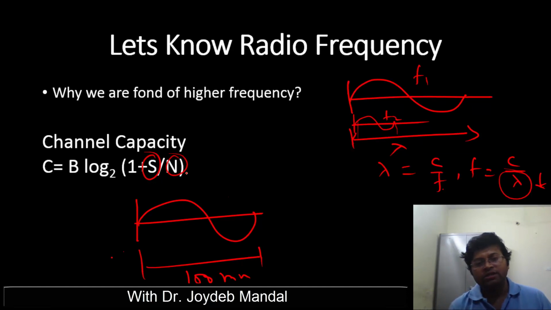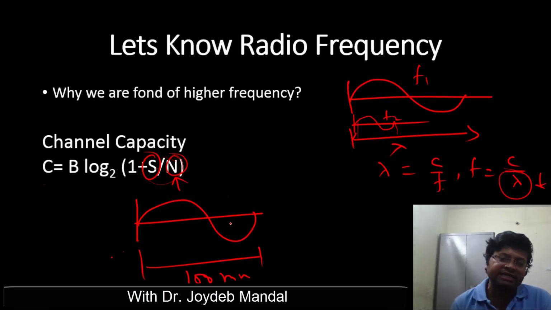Let me introduce this noise. If we increase the noise, then this term will decrease and this term again decreases. So channel capacity will decrease again. So that is another issue, the noise issue at high frequency. Now one more thing, if I increase the frequency too high, then our signal will be destroyed and it will attenuate.